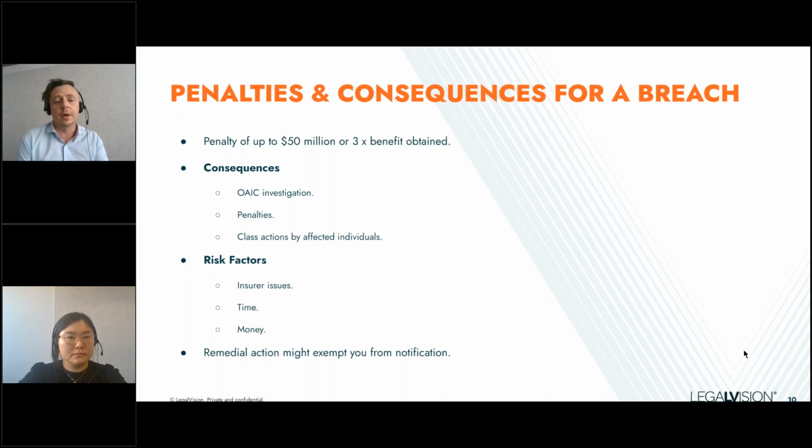When will the OAIC not penalise an entity where there's been a breach? Well, in order to limit the impact of a breach on affected individuals, Australian businesses should take remedial action where possible. If the remedial action is successful in preventing a likely risk of serious harm to individuals, then a notifiable data breach scheme notification obligation may not apply, and the OAIC may not investigate or issue a penalty.